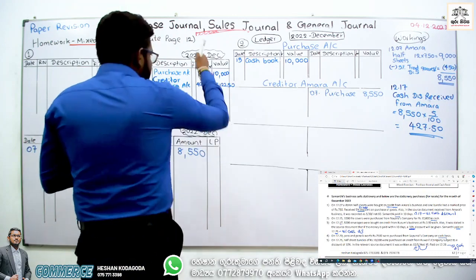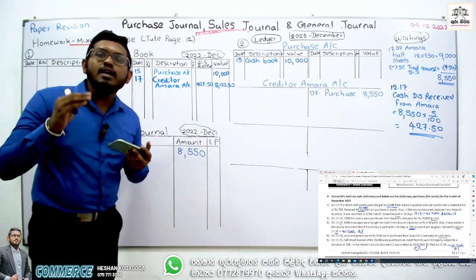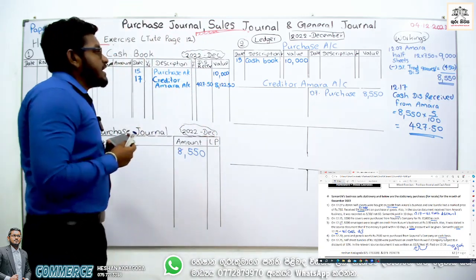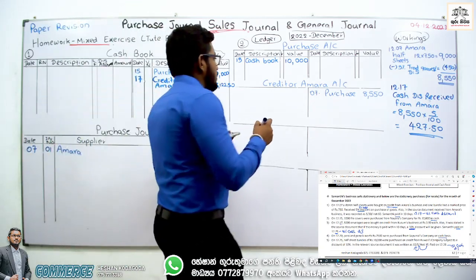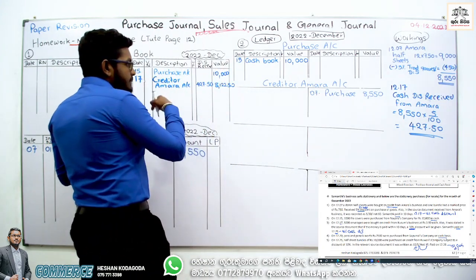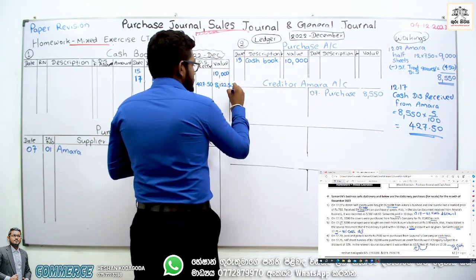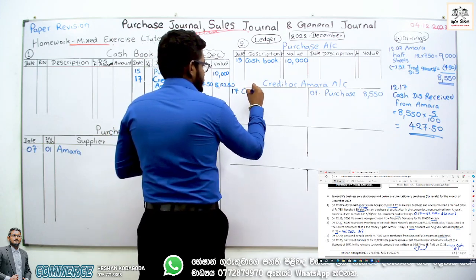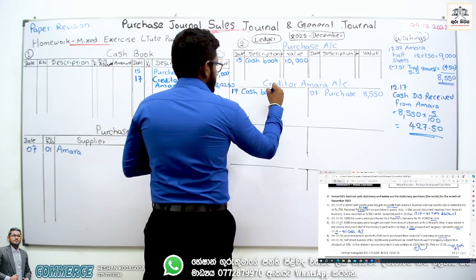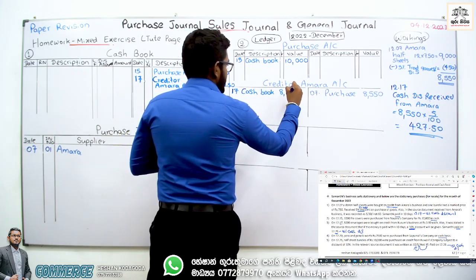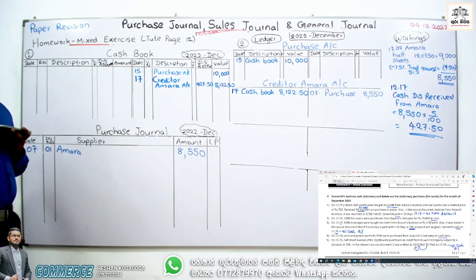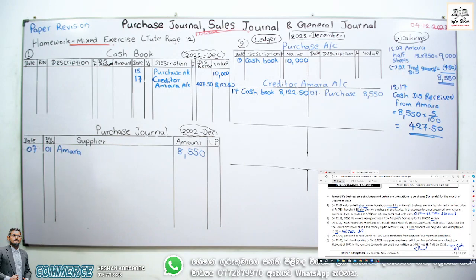Now you know, discount columns only perform the primary book function. Is it clear to you? So we record the discounts at the end of the month. So you just need to debit the creditor Amara account and credit the cash book with this amount, 8,122. We record the discounts at the end of the month, right? Just only that.